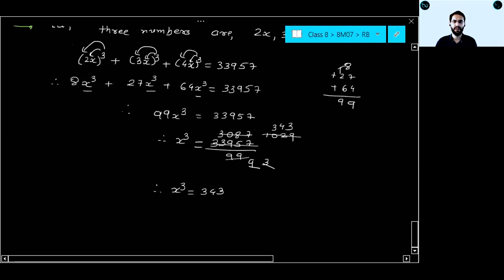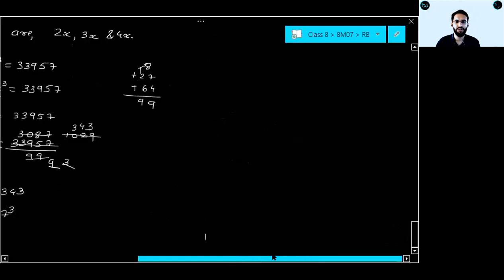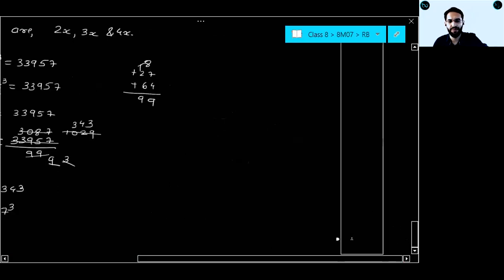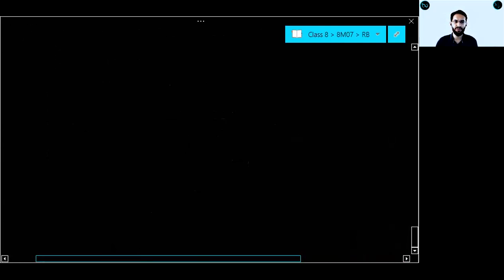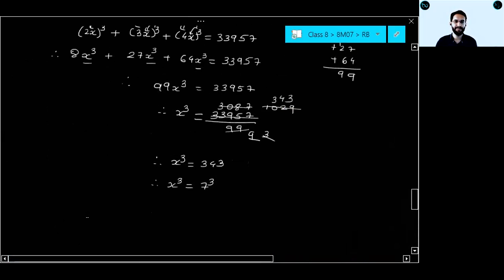Tell me. Students. Yes, sir. 343, isn't it 7 cube? Students. Okay. Please give me some response, everyone. X cube is 7 cube or not? Because 343 is 7 cube. So if x cube is 7 cube, can I say x is equal to 7? Tell me quickly. Can I say x is equal to 7?